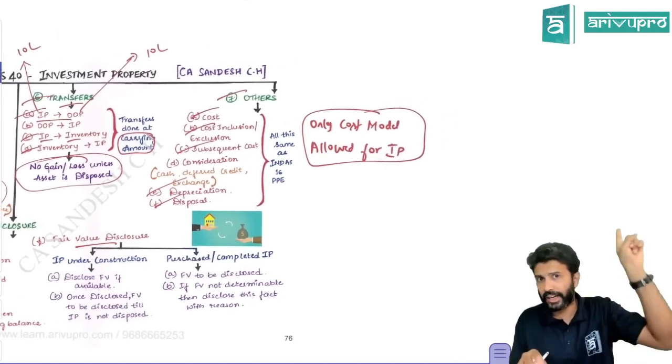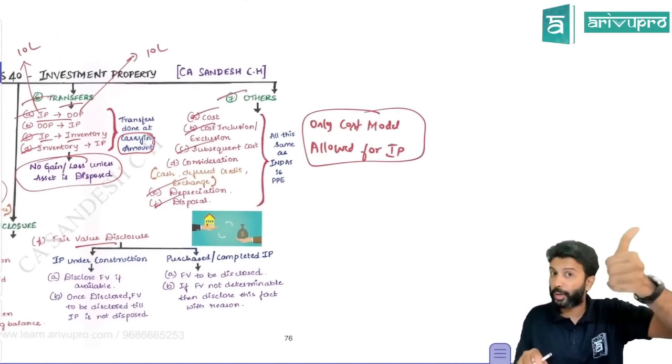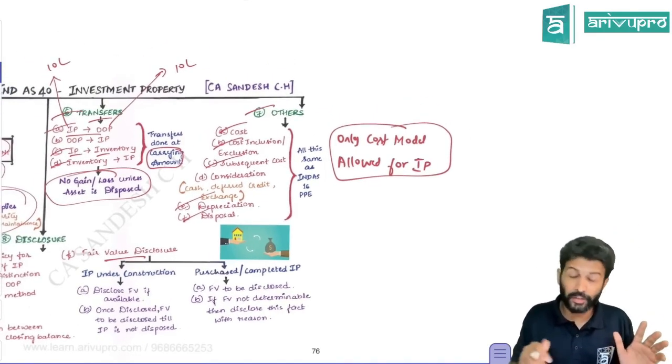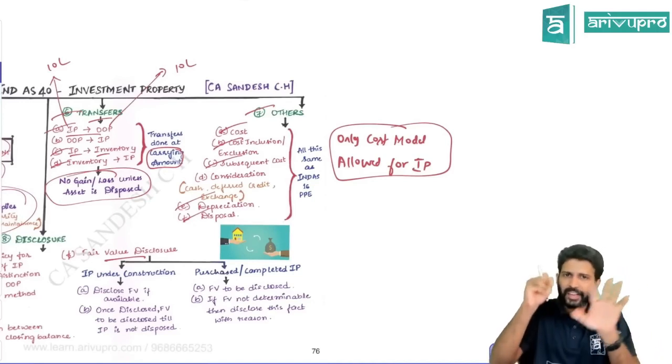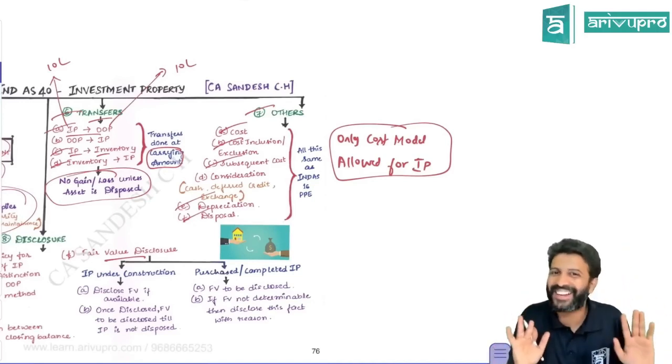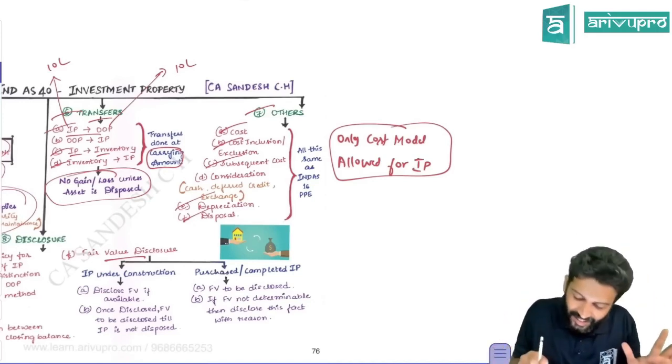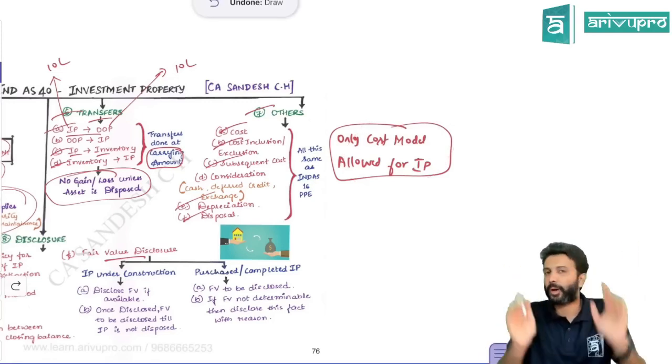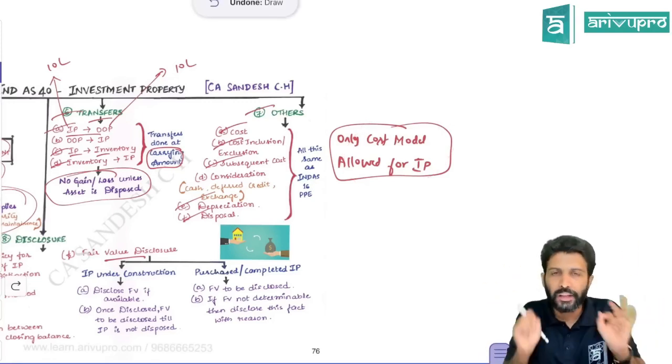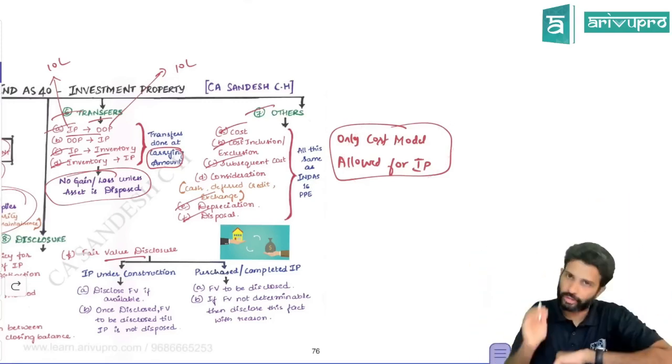IFRS allows both the cost model and the fair value model for investment property. But IND AS allows only the cost model. And we are writing the CA Indian exam, so in our exam we'll say only the cost model is allowed for investment property. The fair value model is not allowed. Fair value of investment property is only to be disclosed. This is only for disclosure.